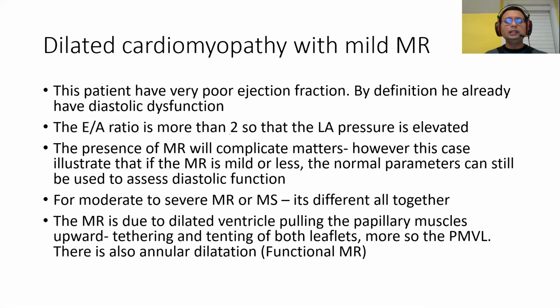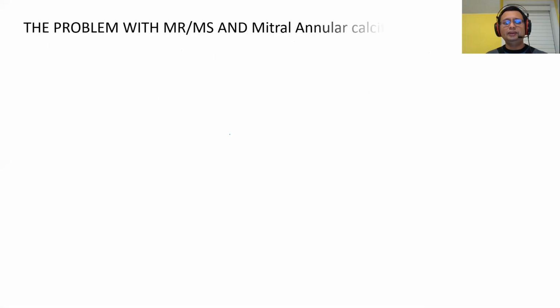The MR due to a dilated ventricle is pulling the papillary muscle upwards. You have tethering and tenting of both leaflets, more so the posterior mitral valve leaflet. All right, let's look at the problem. All of these examples that I showed you are quite straightforward. However, the mitral valve problem is actually also quite straightforward.